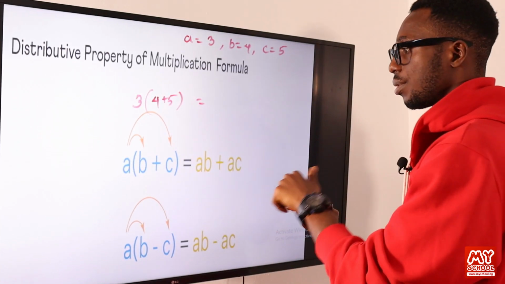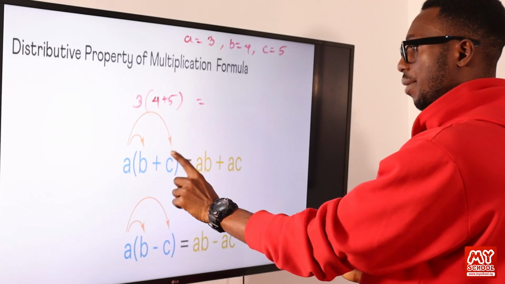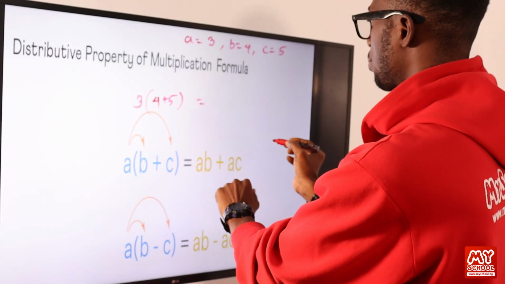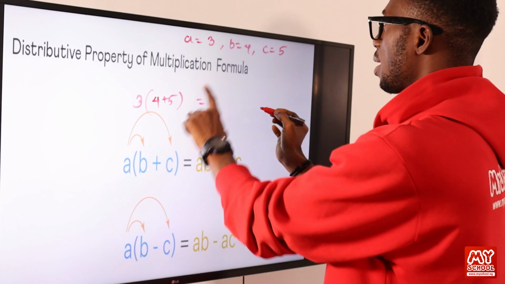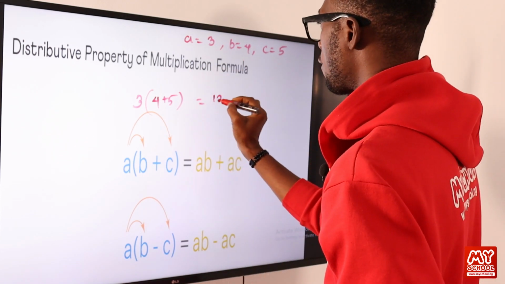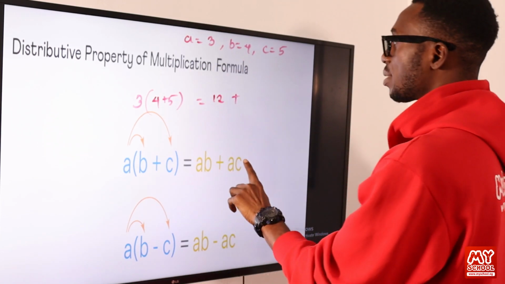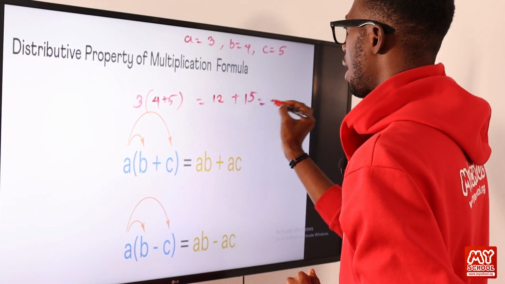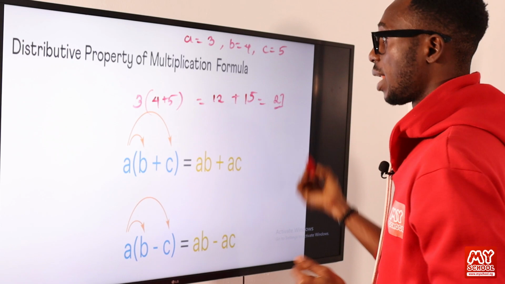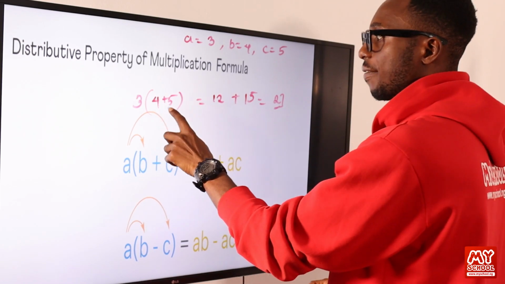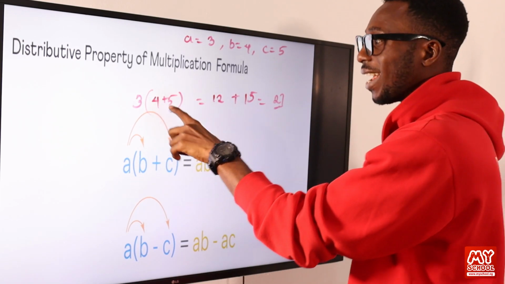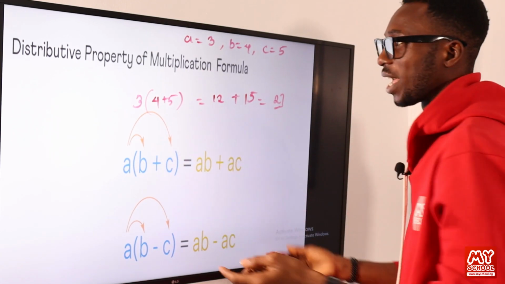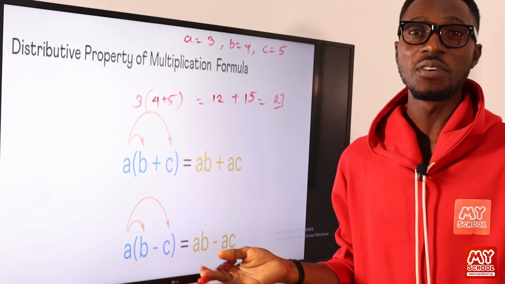Then when we make A interact with them, we are distributing it now. So I have A times B, that is 3 times 4, that is 12, plus A times C, that is 3 times 5, that is 15. What do I have? I have 27. So let's see if that is correct. 4 plus 5, that is 9. 9 times 3, that is 27. So you can see multiplication is distributive over addition.